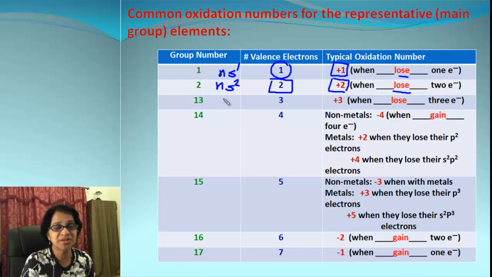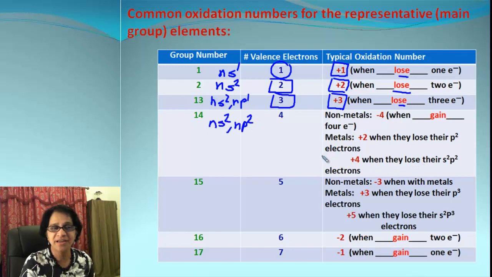When it comes to group 13, same way, it will be ns2 and np1. That will give rise to 3 valence electrons, and it will lose 3 electrons, forming a positive 3 charge. When it comes to 14, remember it's halfway. We get 2 electrons from S and 2 from P. It has got 4 valence electrons, and it does get a little tricky.